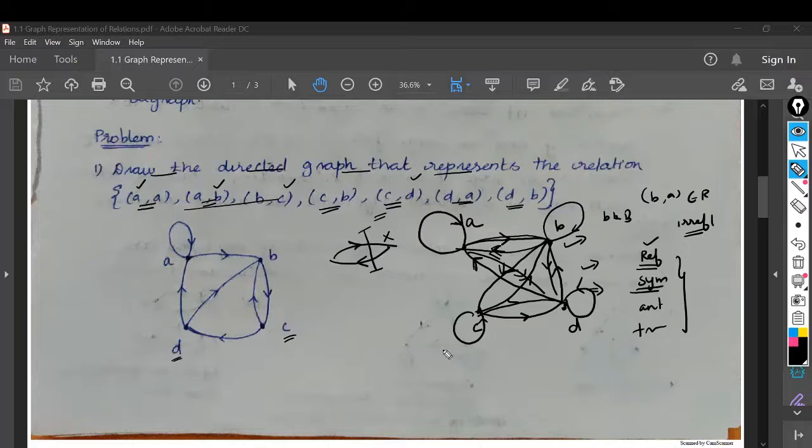And for transitivity, let me have A, B, C. What is transitivity actually? If (A, B) and (B, C) belong to R, then (A, C) belongs to R. So this is transitivity. When (A, B) belongs to R and (B, C) belongs to R, then it implies (A, C) belongs to R. See the triangle form.